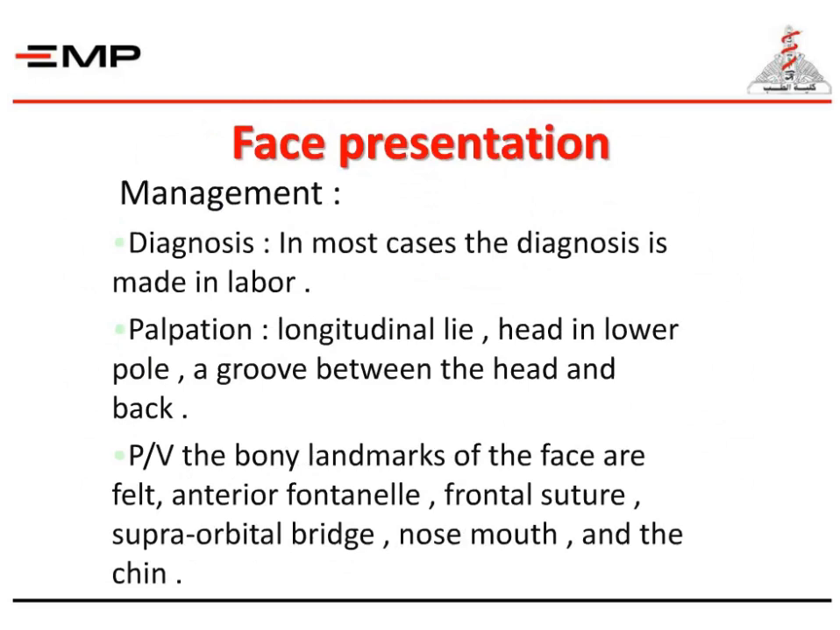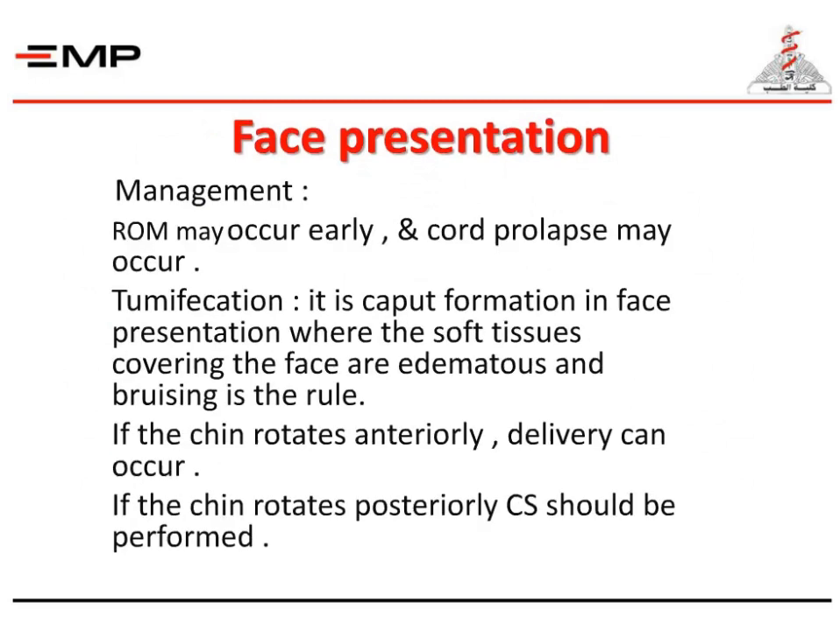By palpation: longitudinal lie, the head is lower in position, with a groove between the head and the back. By vaginal examination, the bony landmarks of the face are felt: anterior fontanelle, frontal sutures, supraorbital ridge, nose, mouth, and the chin. Rupture of membranes may occur early and cord prolapse may occur.